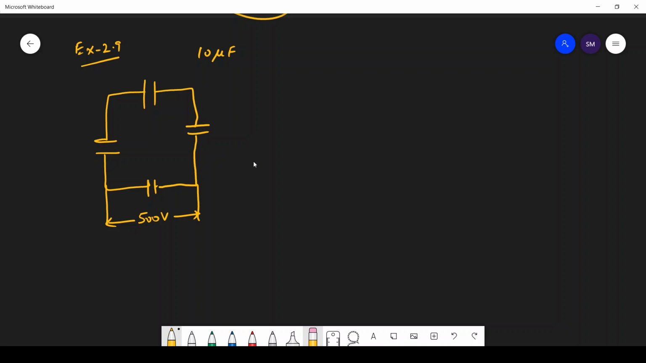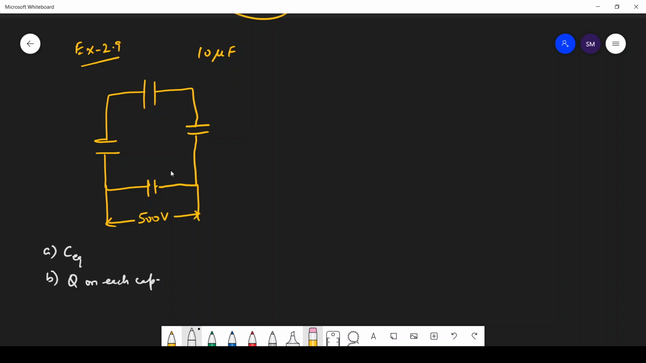Now what do you need to find? A part, you need to calculate the equivalent capacitance of the circuit. B part, you need to find the charge on each capacitor. Okay, so this is what we need to do. Charge on a capacitor means the charge on the plate with the higher potential, that is Q.